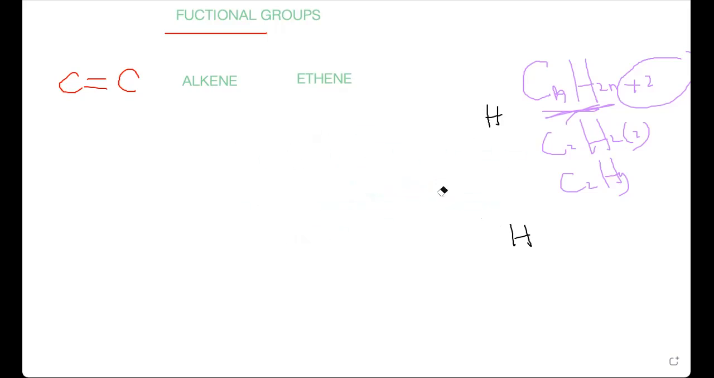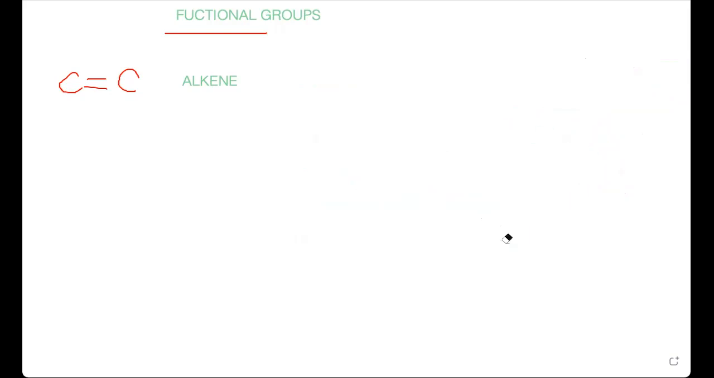Okay, so the first and the easiest functional group is alkene. Here we have 2 carbons, so the name will be ethene, propene, butene, hexene. It depends on the number of carbons. Okay. Let's move to the next functional group. Alkene is the easiest one.